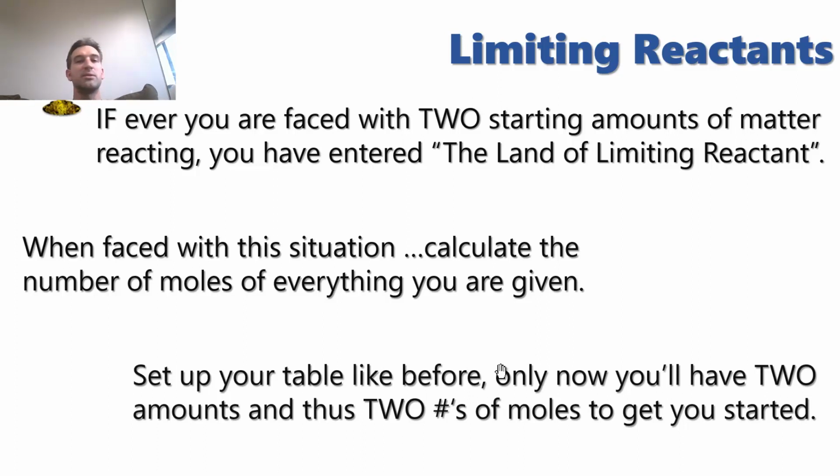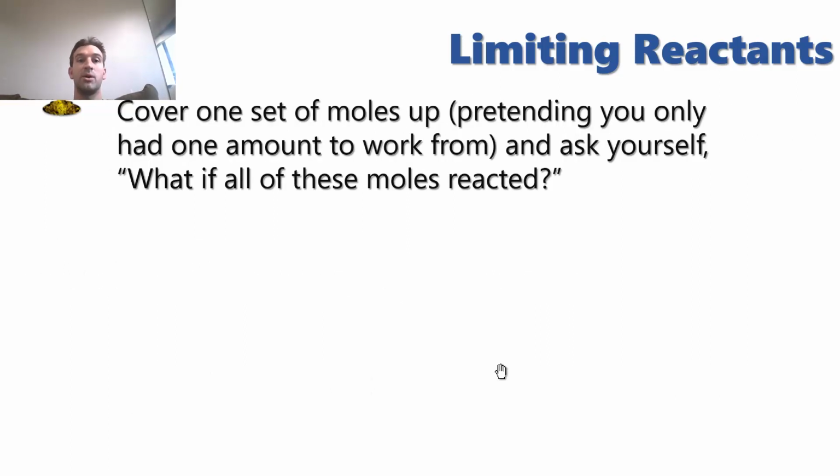The reason that this gets a little more complicated is you really have to think through the process to figure out, well, what's the thing that I have and what's the thing that I need? How much of one thing would it take to get rid of the other? So what I really want you to do with these is just imagine that you only have one of those two starting amounts. Ask yourself, well, what if all of these moles reacted? What would that require from the other side? And how much of the product could that make?